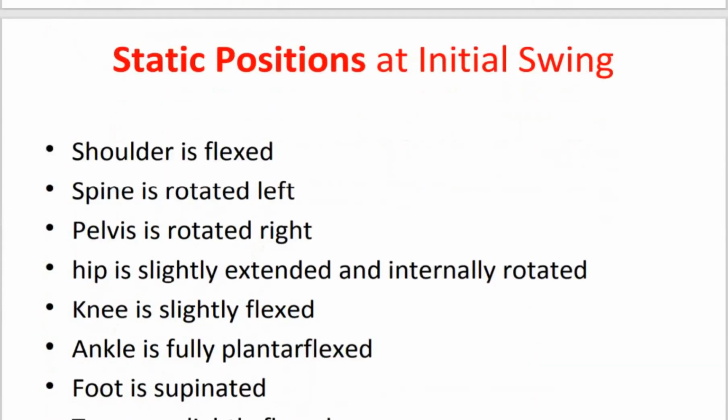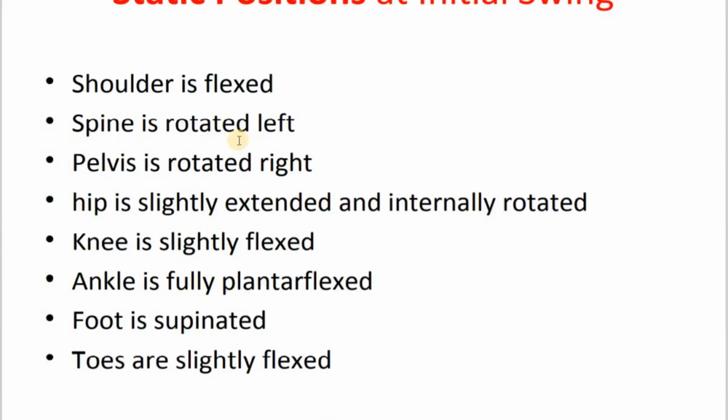Static positions at the initial swing phase are: the shoulder is flexed, spine is rotated to the left, pelvis is rotated to the right, hip is slightly extended and internally rotated, knee is slightly flexed, the ankle is fully plantar flexed, foot is supinated and toes are slightly flexed.